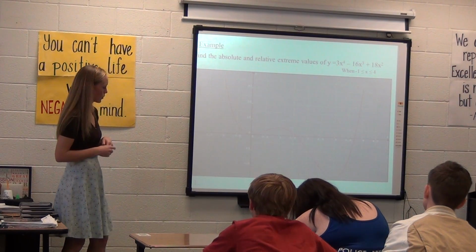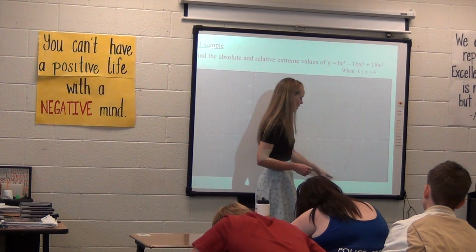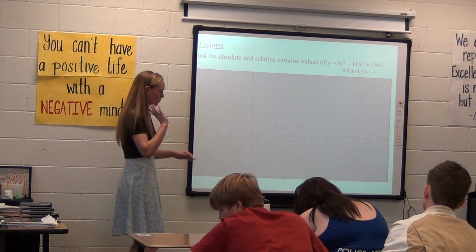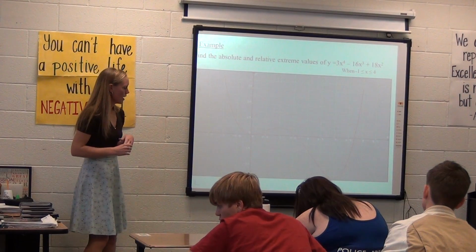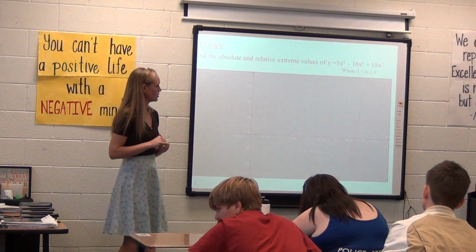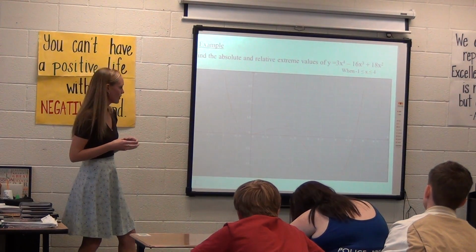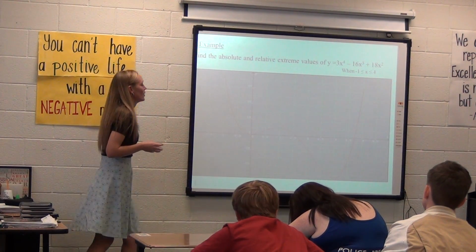Good, like negative 27-ish. So we have our absolute minimum down here, the lowest point that our graph goes. Now if we're talking about local extreme values, Tyler, do you see a local maximum anywhere? We have a local maximum.